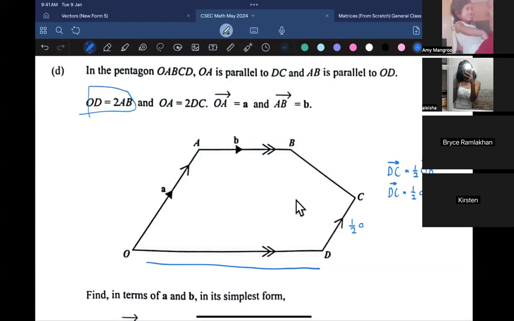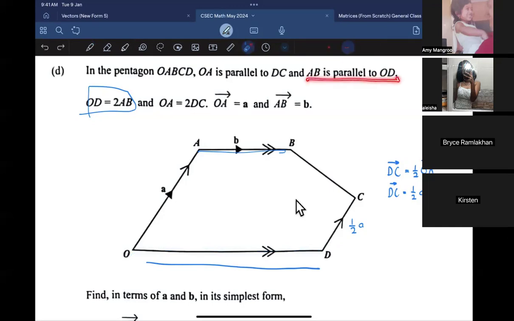OD is two of AB. Well, half of one, yeah. Now they said that, just by looking at it, do they look parallel? Yeah, they do look parallel. If you recall, what did it say over here?